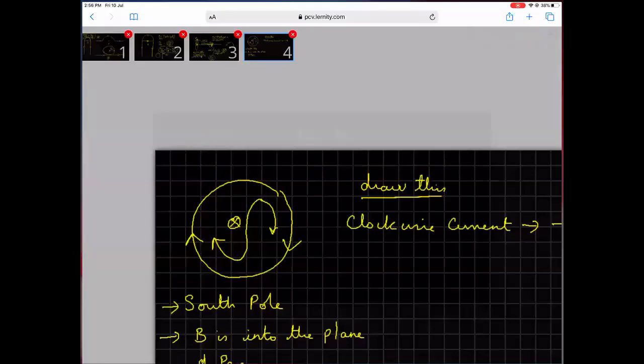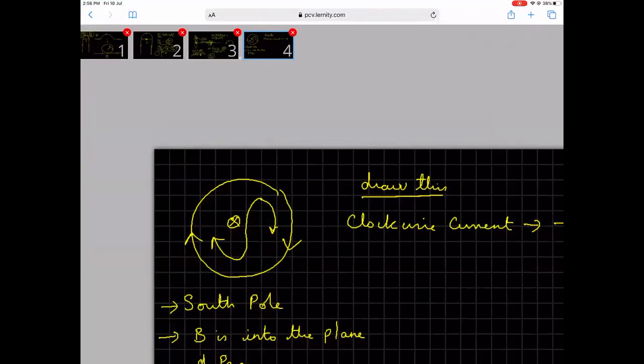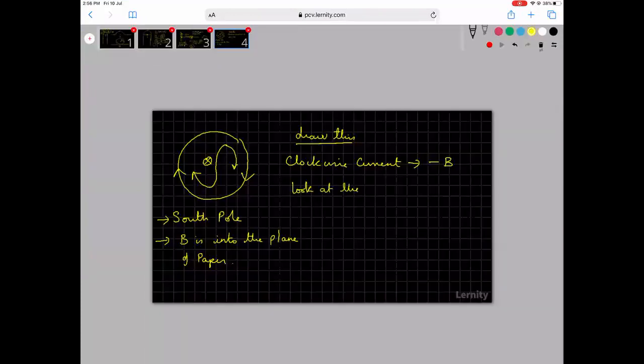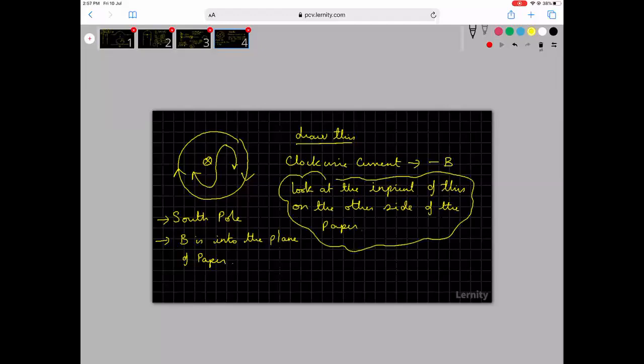Now, when you see this, if you have drawn this diagram, look at the imprint of this diagram on the other side of the paper. How does it look? Turn your paper. If you have drawn this, turn your paper and then see how does it look on the other side.